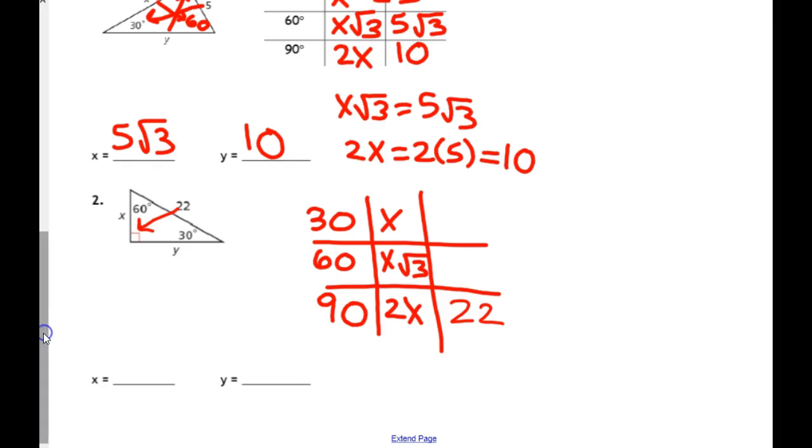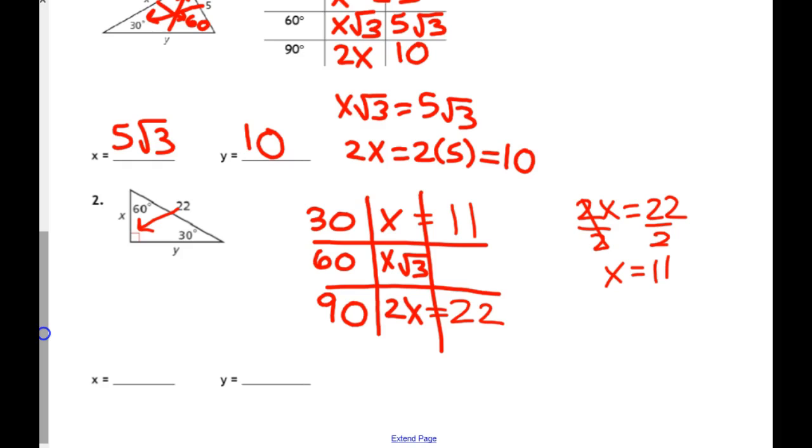Cool. Now, that means 2x equals 22. Let's write that. 2x equals 22. How would I solve that? How do I get rid of the 2? Divide. Yeah. So what's 22 divided by 2? 11. So now I know x equals 11. So that top blank, x equals, is going to be 11. There we go.